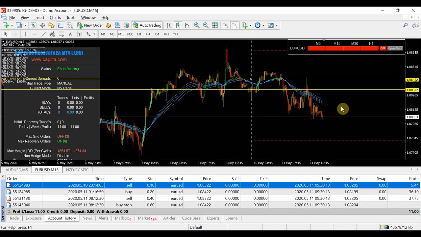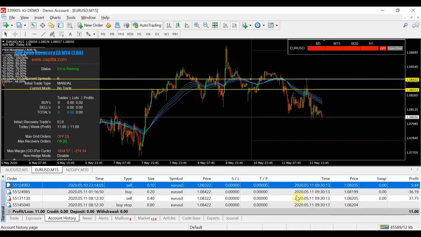It's now 7:30 p.m. UK time, and I'm pleased to say that day one has been a success. As you can see, we've closed out all three trades with an aggregate profit of £11, so 11 pips, and overall, I think it's gone pretty well.